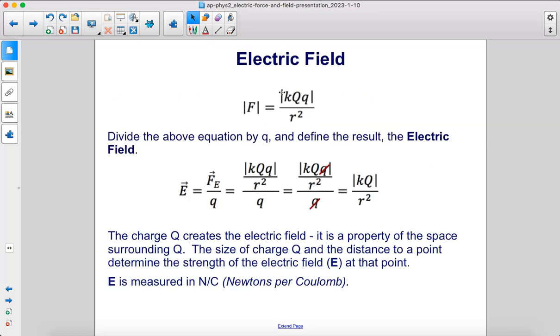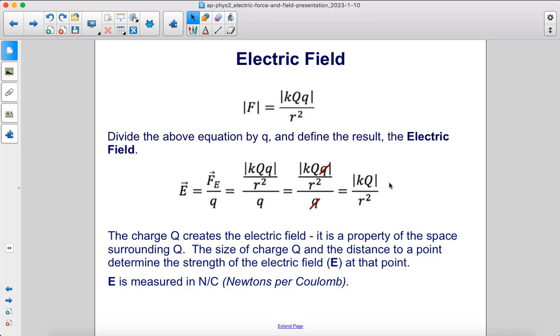Alright, so we start with Coulomb's law. If we divide the above equation by little q and define the result, we have the electric field. So electric field, by definition, is force per charge. So we have the force here, and charge is little q. The little q's cancel, giving us kq over r squared. The charge big Q creates the electric field. It is a property of the space surrounding this charge.